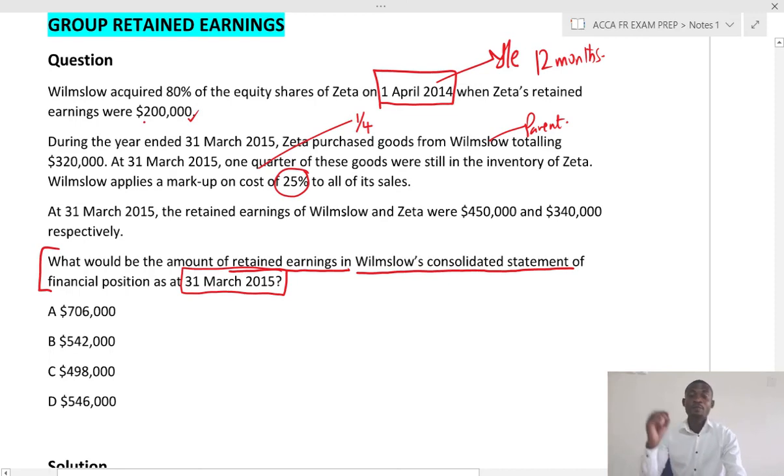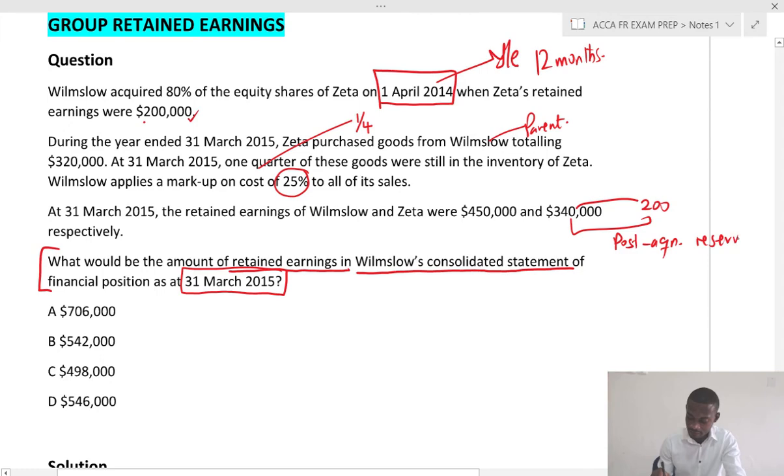Now remember, because it is Winslow the parent who is selling, all the unrealized profit will be in the account of the parent, and the NCI will not share in the unrealized profit. So all the unrealized profit will be charged against the retained earnings of the group, which is to say the retained earnings of the parent. At 31st March, the retained earnings of Winslow and Zeta were 450 and 340. Against 200, this will give us the post-acquisition reserves or profits.